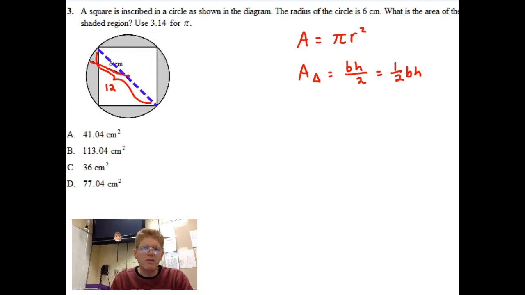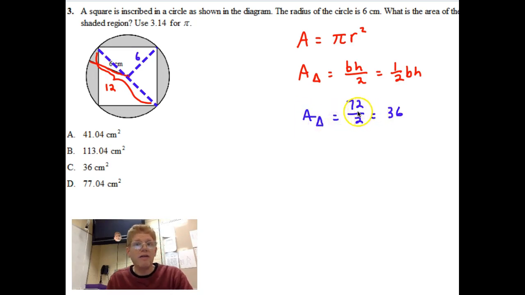Well, let's look for just a second. We know that the distance of the radius from the center to the outside is 6 centimeters. Well, this height is also that same distance, so this would have to be 6 centimeters. So we now have the base and the height of our triangle. We can find that. It's 72, and we're going to divide that by 2, and that's going to give us 36. So the area of our one triangle is 36.